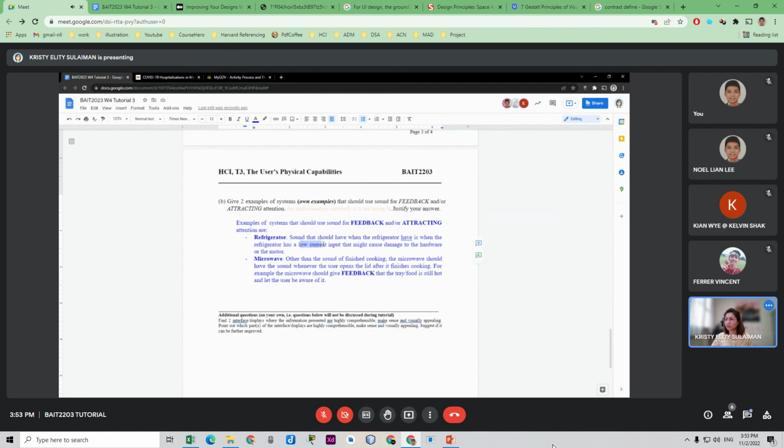Low current input. Maybe there is a refrigerator that gives sound? We have maybe never seen this, so that's why I give this example. If a refrigerator has a low current input, it can give a sound. You don't have, okay. I also never seen it just now when I see you typing this.